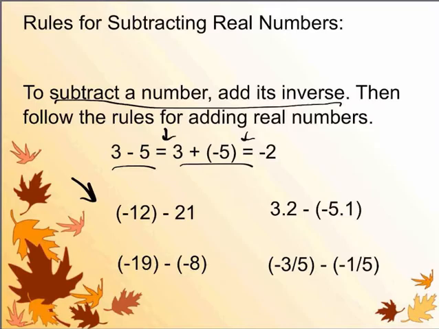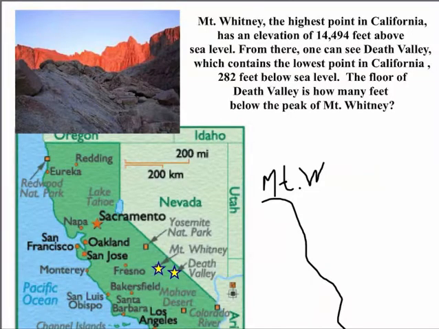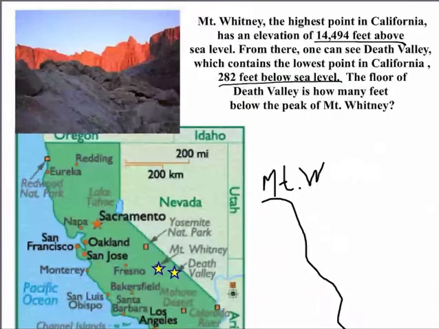This example here: 14,494 feet above sea level at the peak of Mount Whitney, and 282 feet below sea level at the lowest point in Death Valley. It's asking, what is the distance from the lowest point in Death Valley to the peak of Mount Whitney? So I always like to draw a picture.